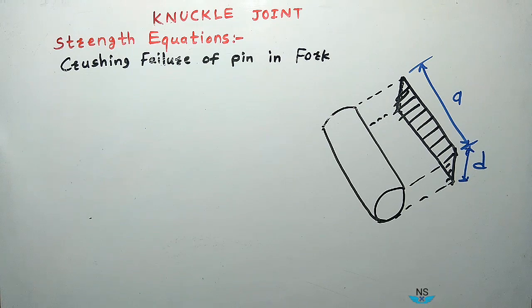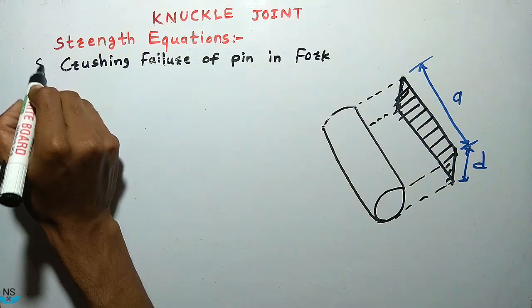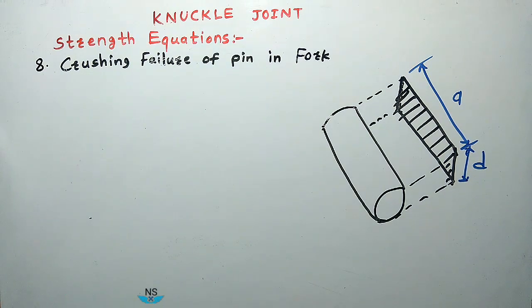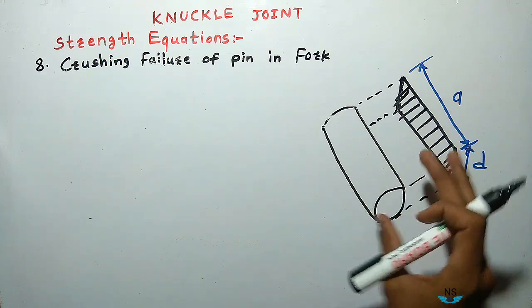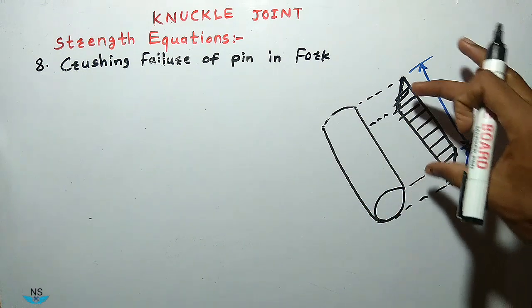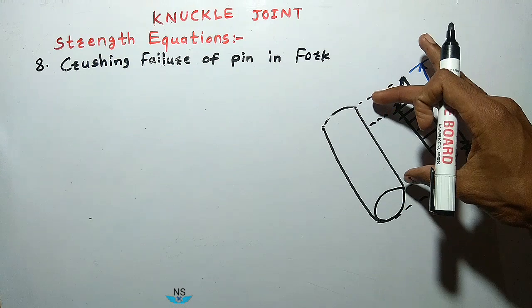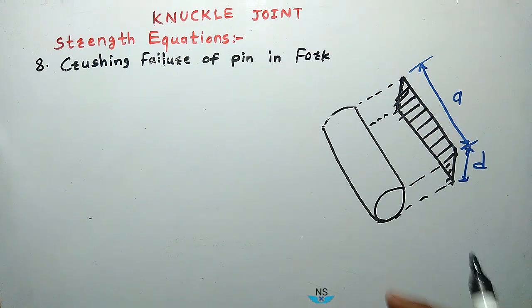Now let us see the eighth strength equation, crushing failure of pin in fork. Like crushing failure of pin in eye, in fork also there is crushing failure of pin in fork ends. So this is one fork end, and similarly on the other fork end crushing failure will take place.